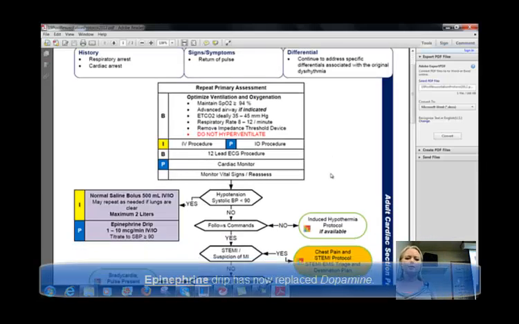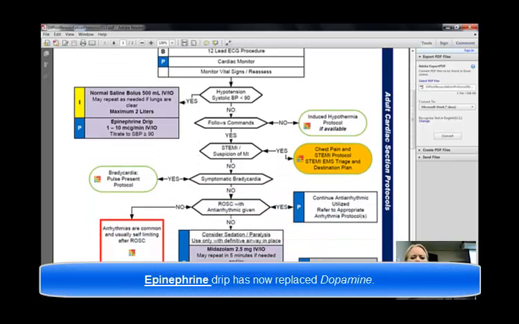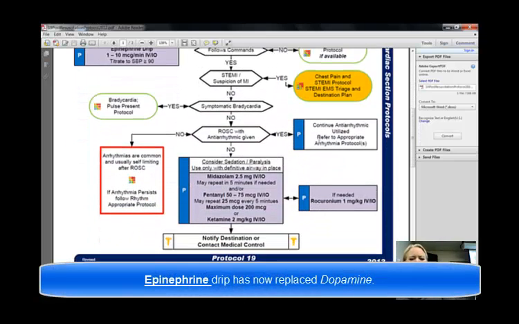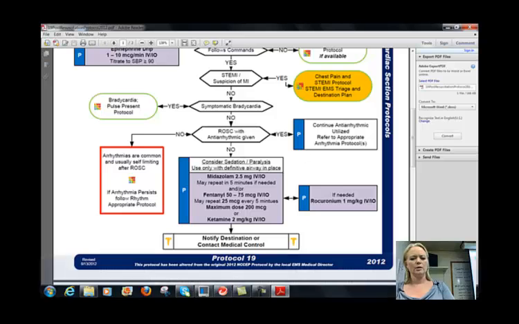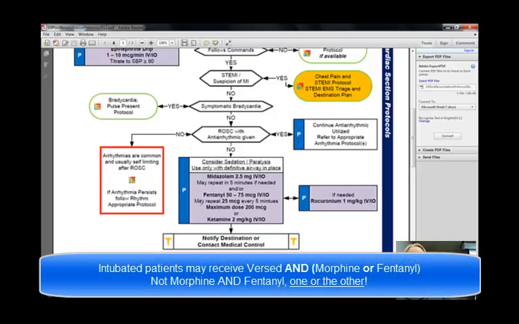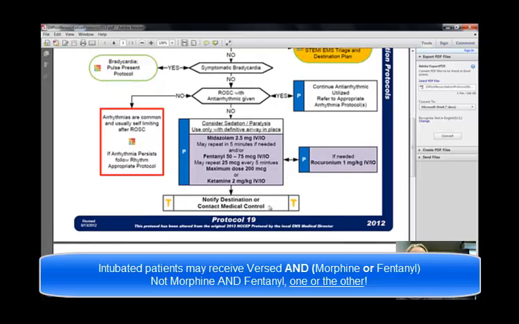The post-resuscitation protocol, the dopamine's been changed to epi. If you do have to intubate, which most of the time you will, whether it's with a King or with an ET tube, they can get Versed and fentanyl or morphine, which is on the second page.